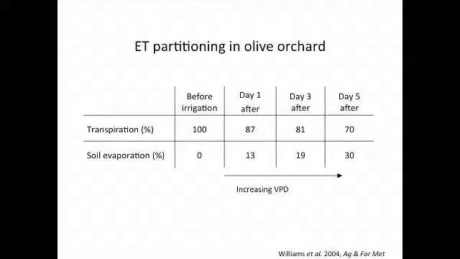But when we looked at the meteorological record, we also noted that over the several-day period the energy driving evaporation was increasing as the temperatures warmed and the air dried over that week period. So the explanation there is that the soil surface remained wet for the entire week, but the energy to drive evaporation increased, increasing the proportion of evaporation to transpiration in that olive orchard.